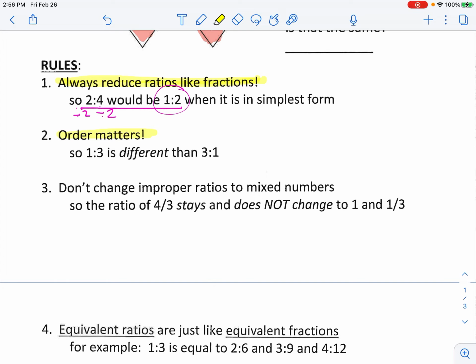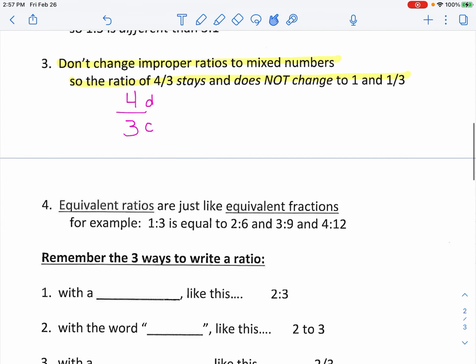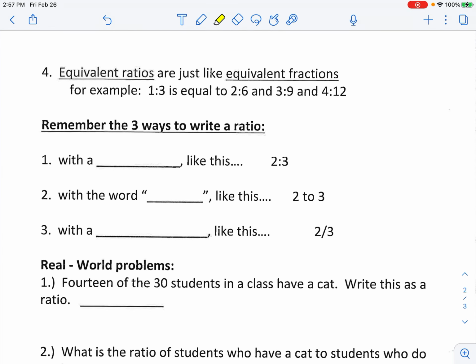All right, rule number 3. Don't change improper ratios to mixed numbers. So the ratio of 4 to 3 stays and does not change to 1 1/3. So if you ever have, let's say, 4 dogs to 3 cats, that is not the fraction 4/3. I am comparing the number of dogs that I have to the number of cats that I have. I don't have 1 1/3 animals. I have 4 dogs and 3 cats. Okay, so we cannot simplify that. If it looks improper, it's going to stay improper because it's a ratio.